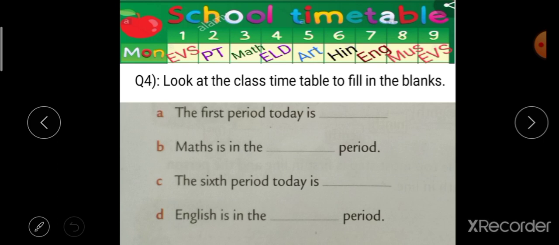Now the next question says, look at the class timetable to fill in the blanks. First period today is, now Monday. Okay, which period is today? First, EVS. Okay, first period today is EVS. Then maths is in the dash period. Maths is in which period? Third period. Third.